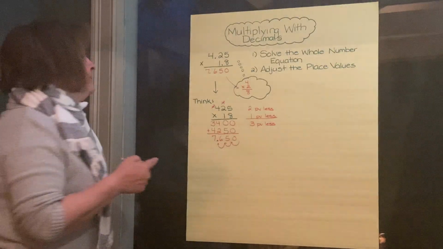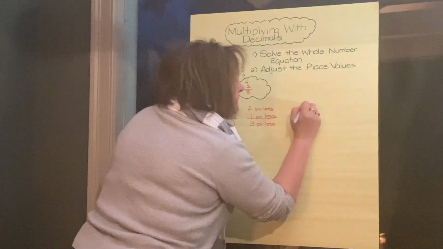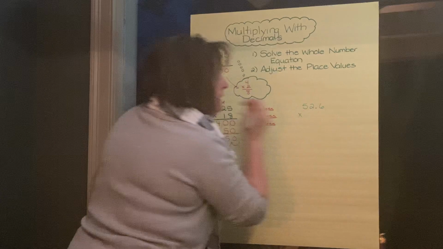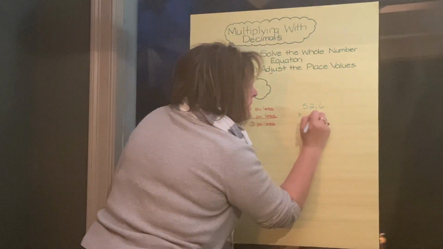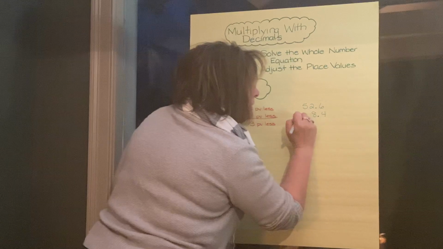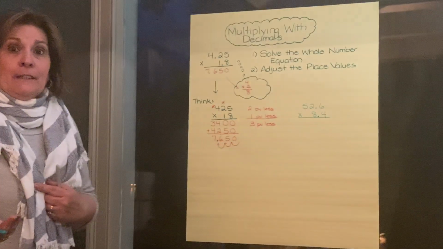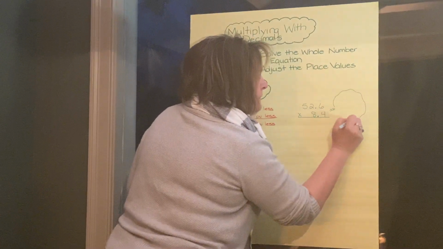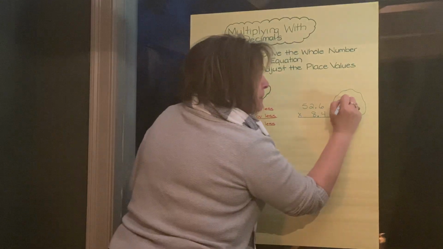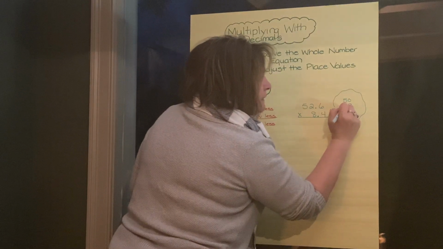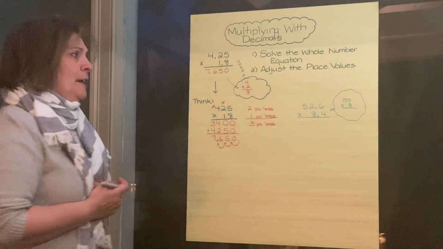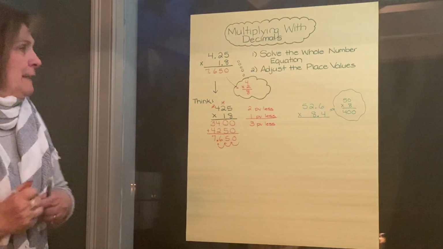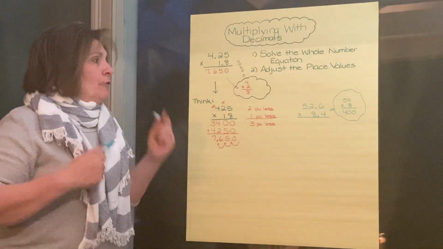So if our next one is 52 and 6 tenths times 8 and 4 tenths, we first need to estimate it. And if we estimate that answer, we're going to say probably 50 times 8. We know that 8 times 5 is 40, and we move up one place value. So our answer is going to be about 400.